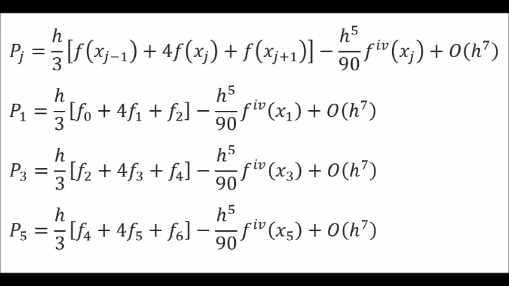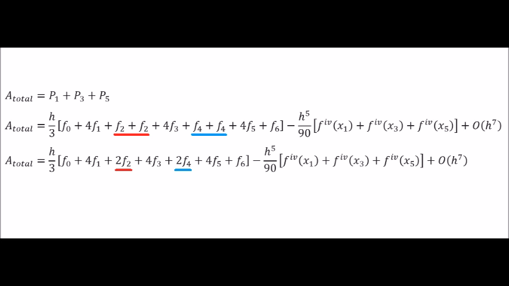Next, I can represent P1, P3, and P5 by plugging those values into the subscript every time I see a j. Notice the terms in red and blue. They will combine when we add the three panels together. That is shown here. Total area is the sum of the three individual panels seen on the second slide of this lesson. If we were to increase the number of panels, the pattern would be more apparent.